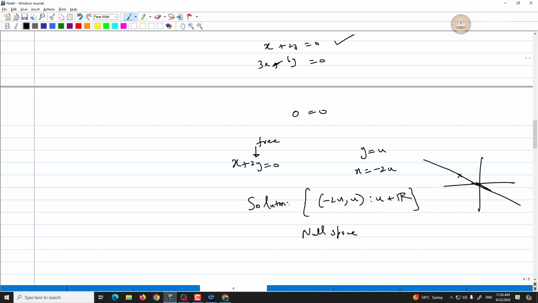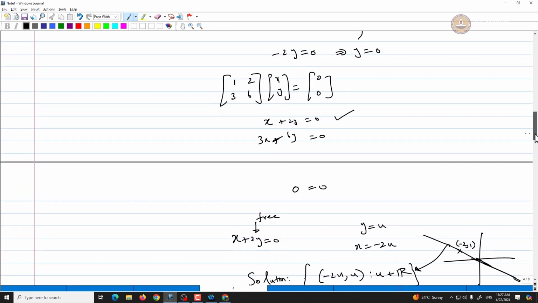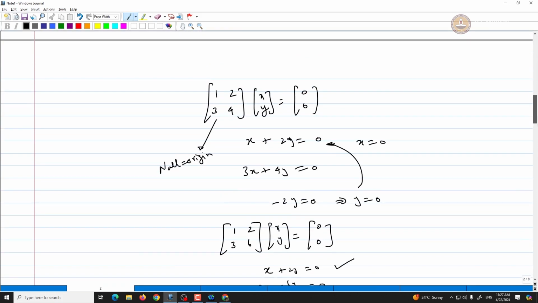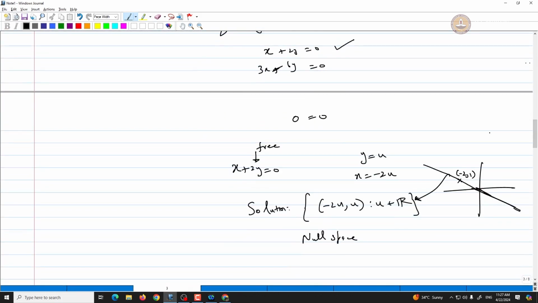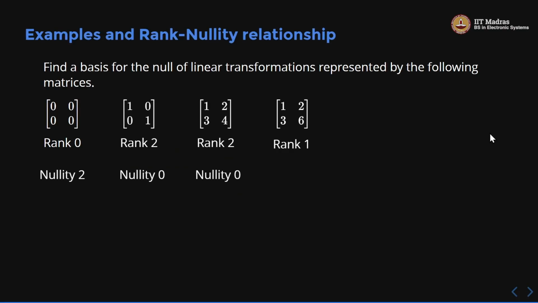It's through the origin. This is minus 2 comma 1, so this is this guy. This is the null space, and clearly the dimension is 1, so nullity becomes 1. This is how you find null spaces for 2 by 2 matrices. It's very easy to do. It may either be (0, 0) or a line, or the entire R2, which is a very trivial case. So here you get nullity is 1.